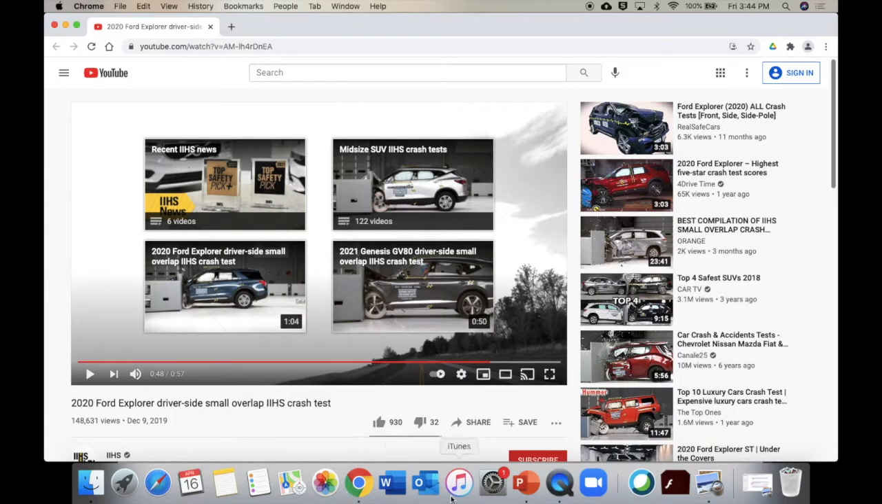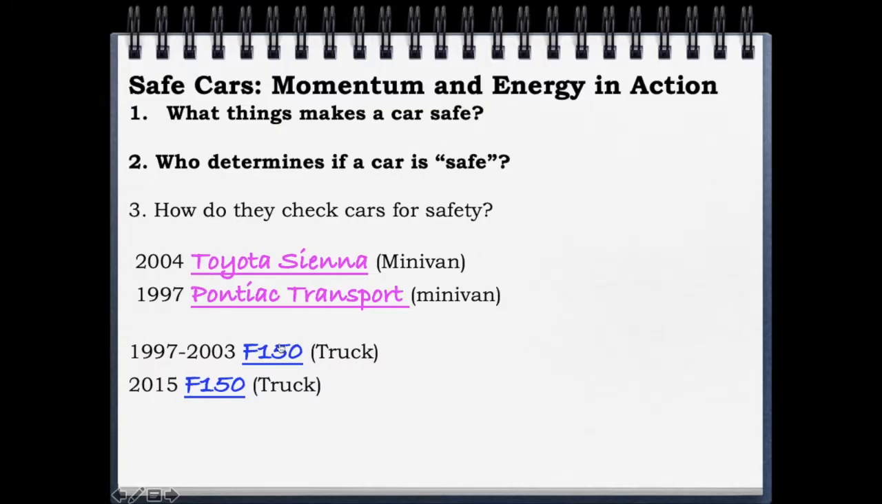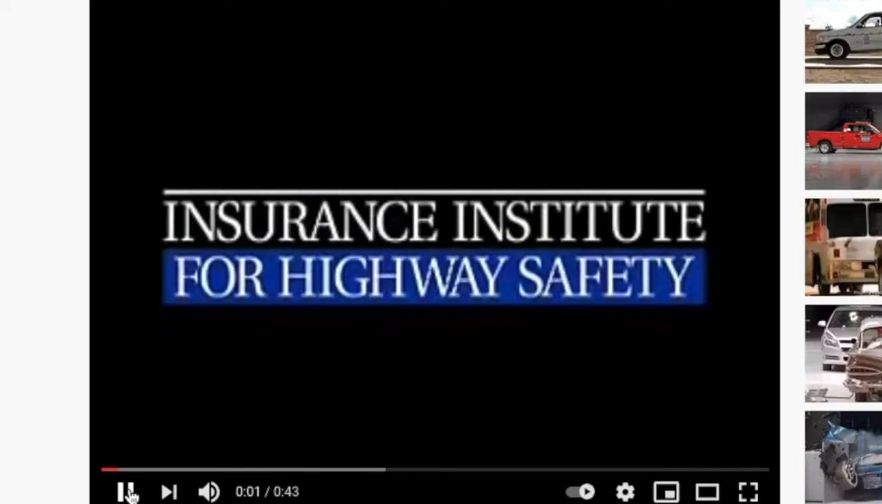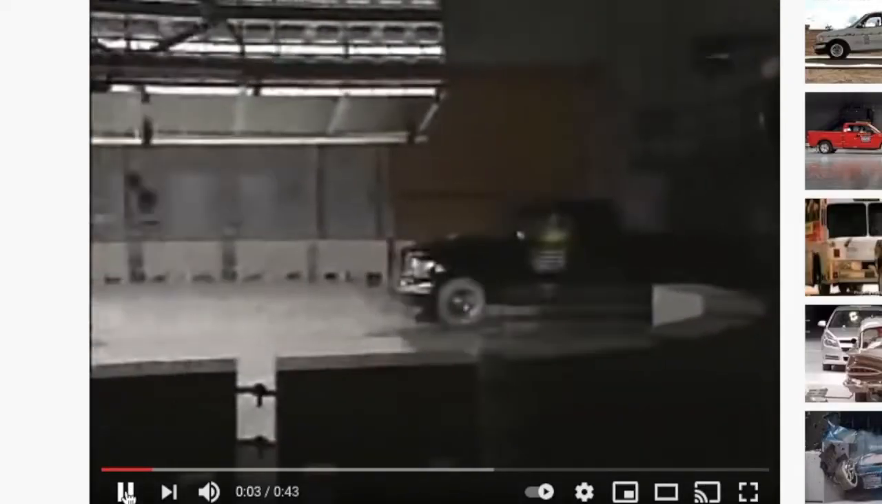Let's look at a different group of cars here. Let's go F-150s. I see a lot of F-150s. Last year, the number one selling vehicle in the United States, Ford F-150 pickup truck. So let's look at the older one first, 1997 to 2003. And again, you'll see lots of these on the road because it's been the number one selling vehicle for years now.